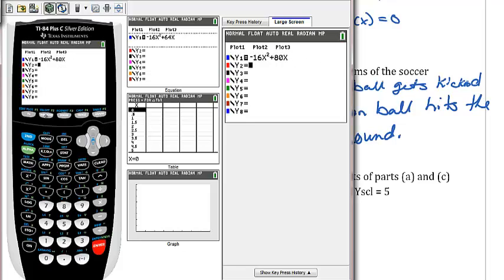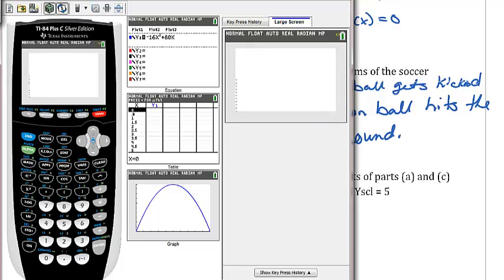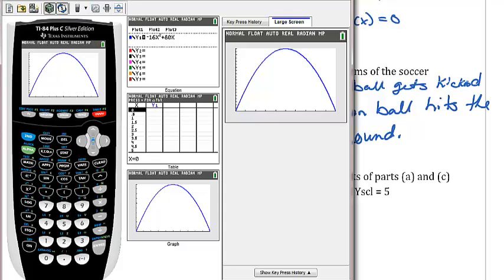And then we want to change our window, so click on the window button. We want to go from 0 to 5 on the x-axis. And x scale 0.5 is okay, and then we want to go from 0 to 100. And the y scale was 5 that they wanted. And so then hit the graph button there. And that gives you a nice graph of this function.